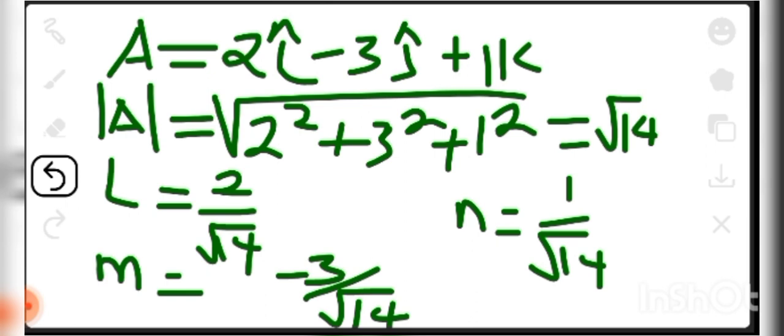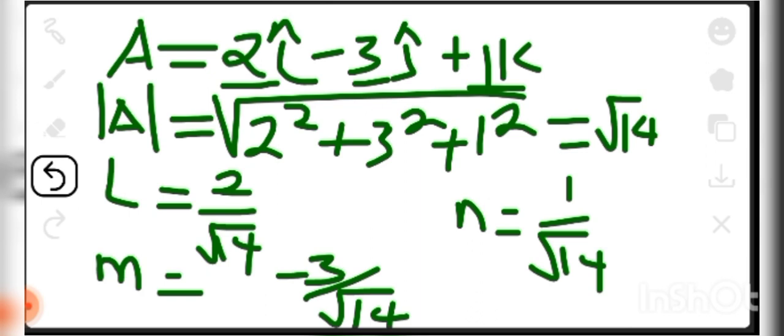So this is how you do direction cosine. The first thing you do, you just find the magnitude of the vector. Then the next thing, divide this one by the magnitude. That is for the first direction cosine. Divide this other one by the magnitude, second direction cosine. Divide this last one by the magnitude of the whole vector. That is the third direction cosine.